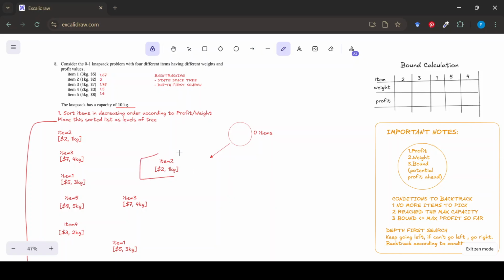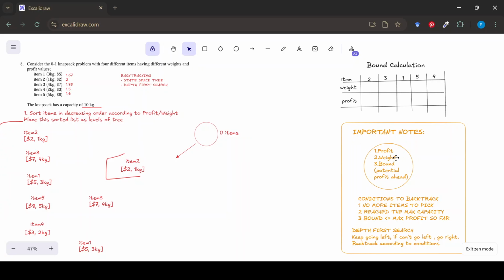So here it is item 2. So you are saying pick up item 2. However, if you go right, then you are saying do not pick up item 2. Whenever you go left or right, you need to consider those decisions, and all your calculations will be based upon that state in the tree. So go left means pick up and go right means do not pick up.